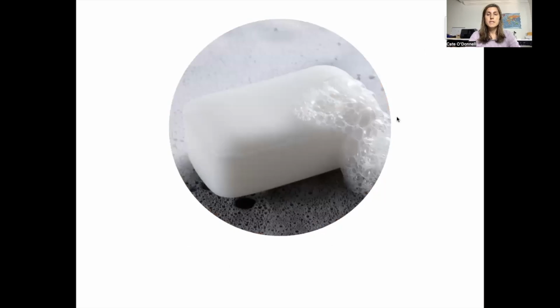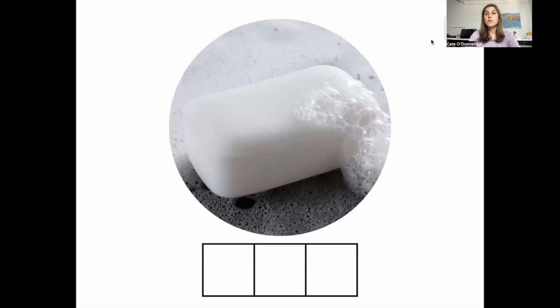Our next word is soap. Soap. How many sounds do you hear in the word soap? There are 3 sounds in the word soap. What's the first sound? S. What letter makes the sound? The letter S. What's the next sound in soap? O. O is O-A. And what's the last sound in soap? What letter makes the P sound? The letter P. Nice job.